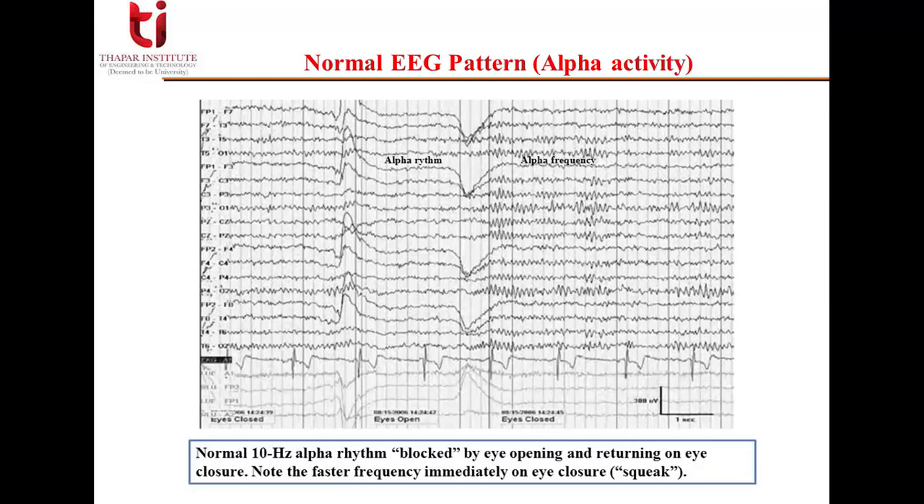Now this is the normal EEG pattern. If you see, this corresponds to the alpha rhythm, or I can say alpha frequency. It is a normal 10 Hz alpha rhythm. When we open the eyes, it gets blocked and it returns to normal when we again close the eyes. Note that the faster frequency immediately on eye closure is represented as squeak.